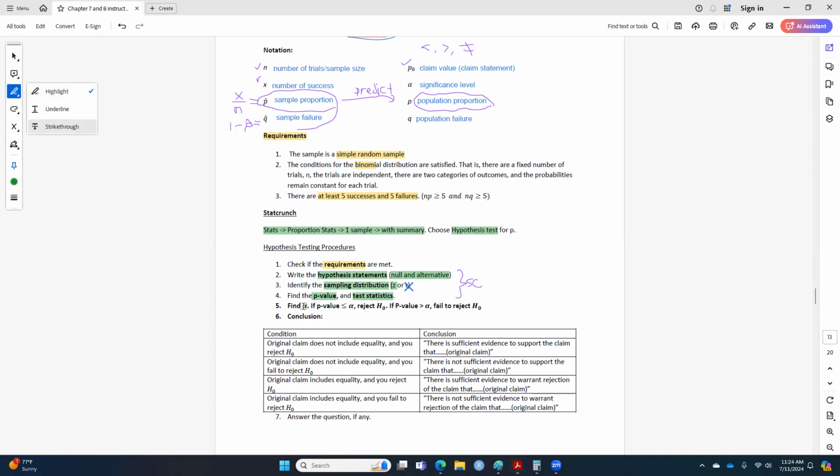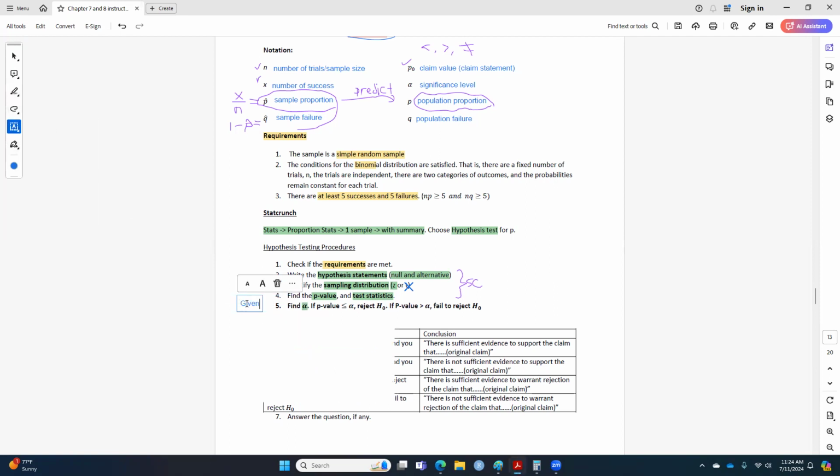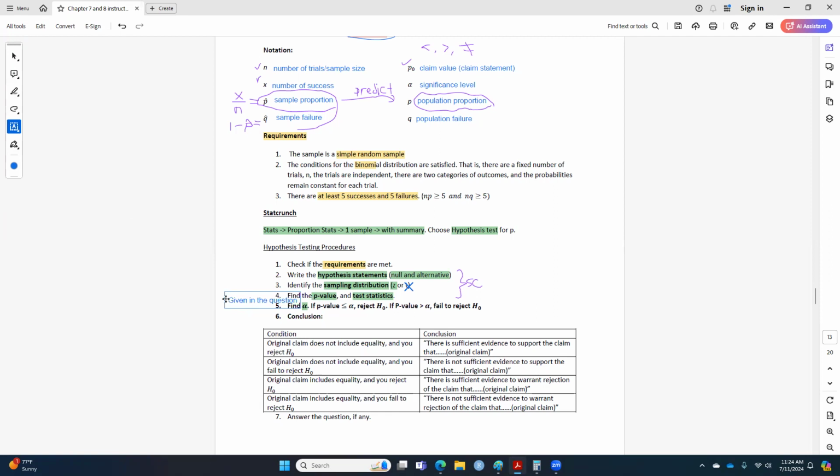Then alpha is the next thing. You don't find it because alpha is given in the question. So make sure you know that this is given in the question. Don't find this. We call alpha the significance level. It is given in the question here, so you do not need to find it.